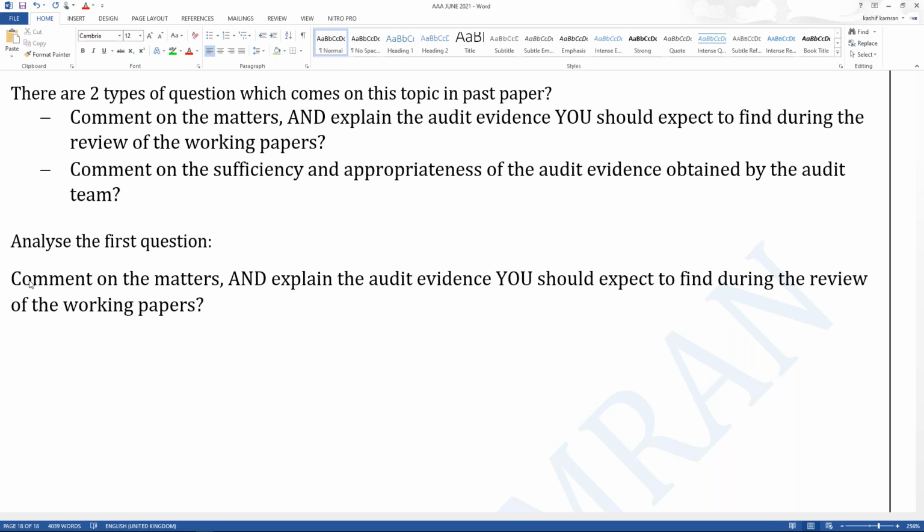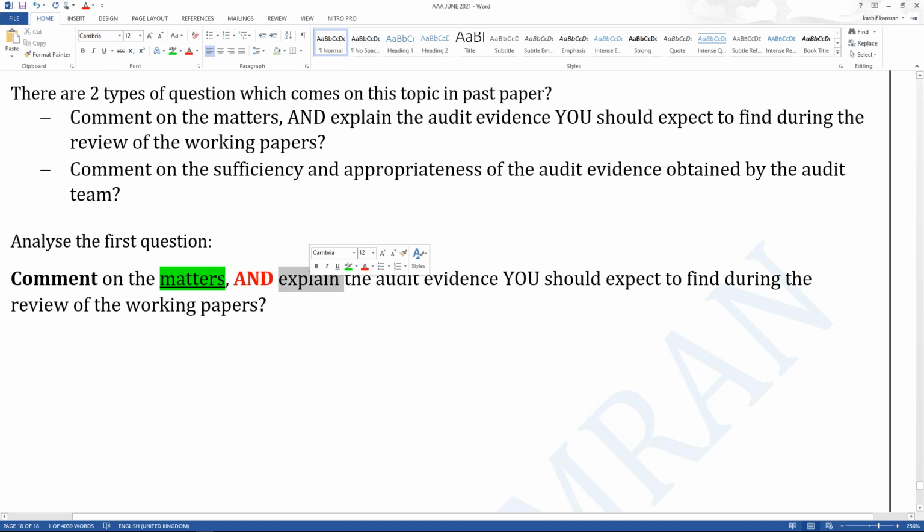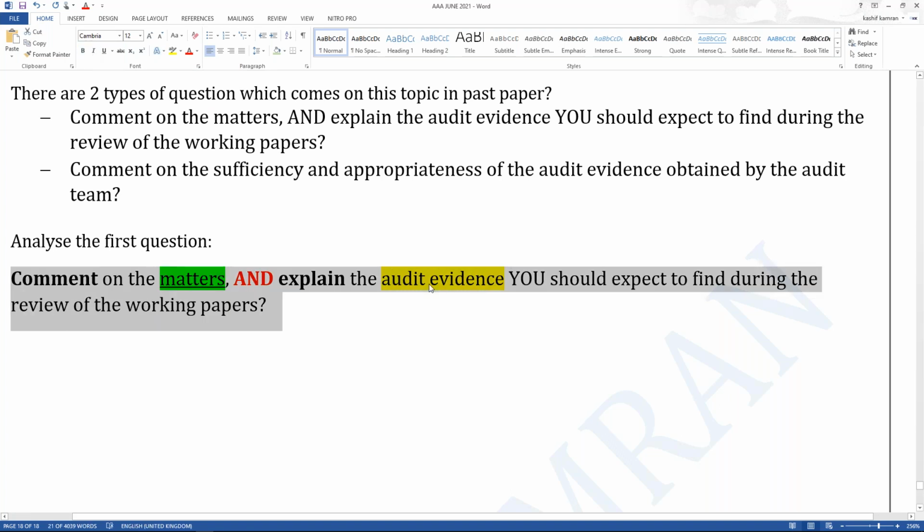The question is asking you to comment, number one, but comment on the matters. That's number one, matters. And then there is a break in the question. I hope you can all see the break, which is overlooked in the exam hall. There is a break in the question, and then the question asks you explain. Comment is on the matter, and explain is the audit evidence, not the procedures, right? Explain the audit evidence.